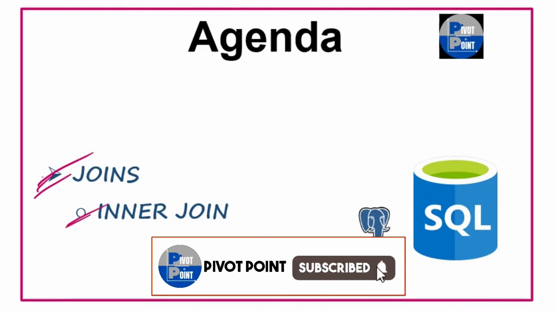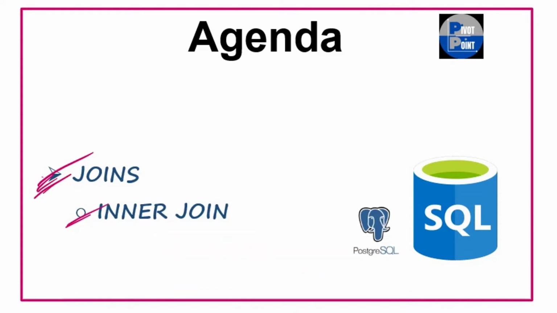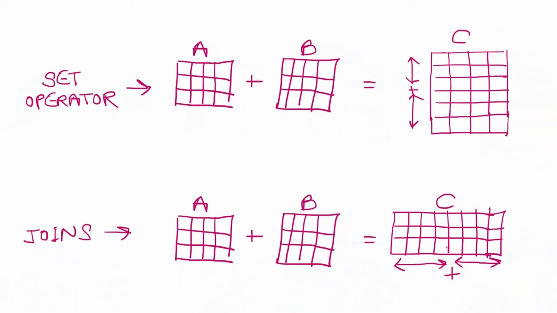But before we get started, let me give you a high level overview of what joins actually are. We have seen in the previous lecture how set operators help us to join two different tables on top of each other vertically in order to create a new table. Similarly, joins help us to concatenate two different tables, but instead of vertically, they concatenate them horizontally. And this is the core strength of joins.